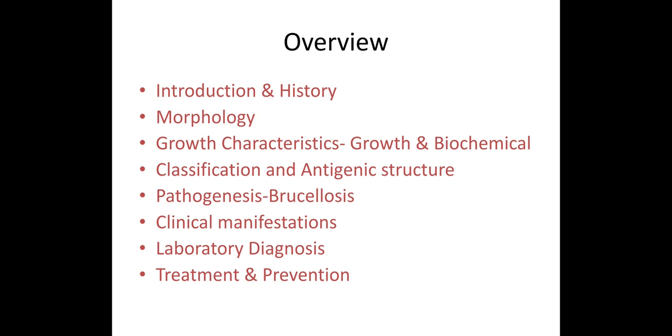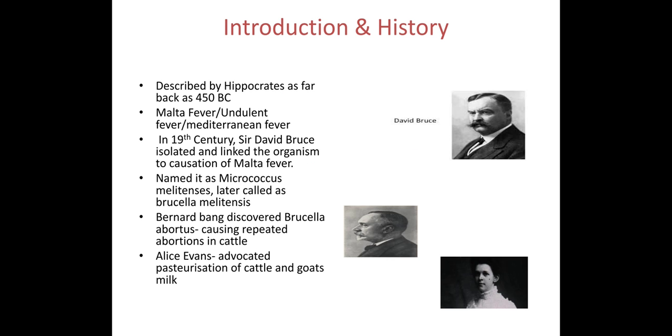You will be studying it under the following headings: Introduction and History, the Morphology of Brucellae, Growth Characteristics, which includes both the cultural characteristics as well as the biochemical characteristics, the classification and antigenic structure of Brucellae, the pathogenesis of human brucellosis, the clinical manifestations, how it presents, how we diagnose, and how we can treat and prevent brucellosis. Now coming to Introduction and History of Brucellosis.